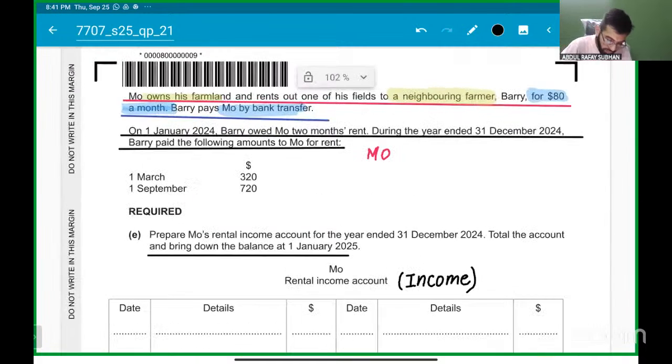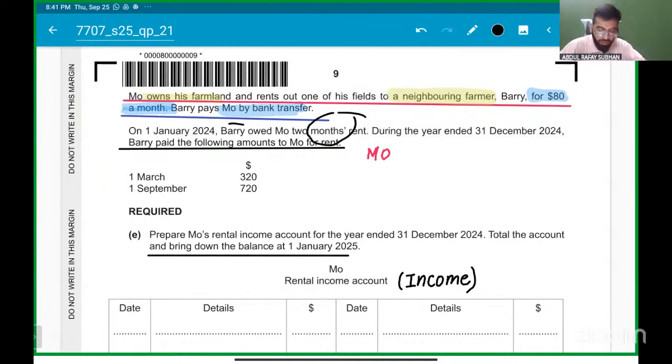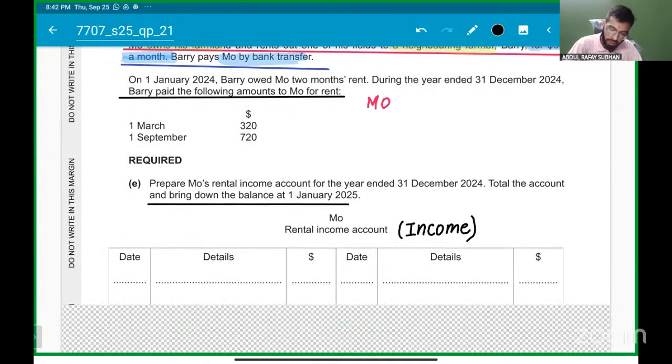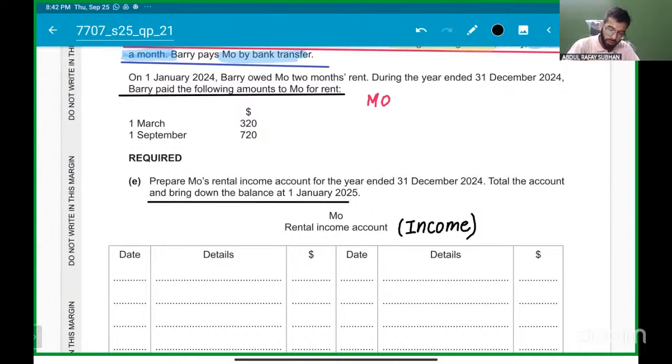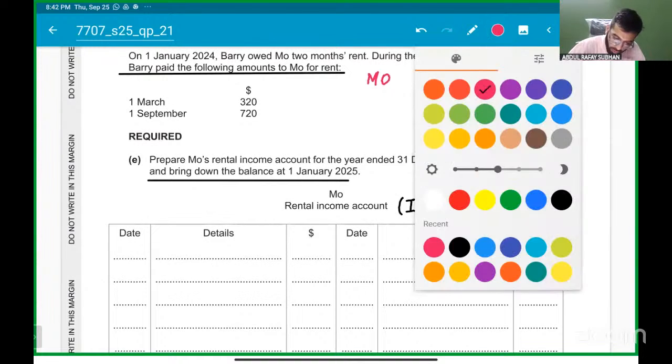Let's get started. At the start of the year, on 1st January 2024, Badi still has to pay 2 months' rent. So you have to think from Mo's perspective. If Badi has to pay the rent, it means we have to receive the rent; the old rent is due. It's a receivable to us, an asset for us. So it will be accrued income, that is income that is due to us but we haven't received it, so it will be coming in here.